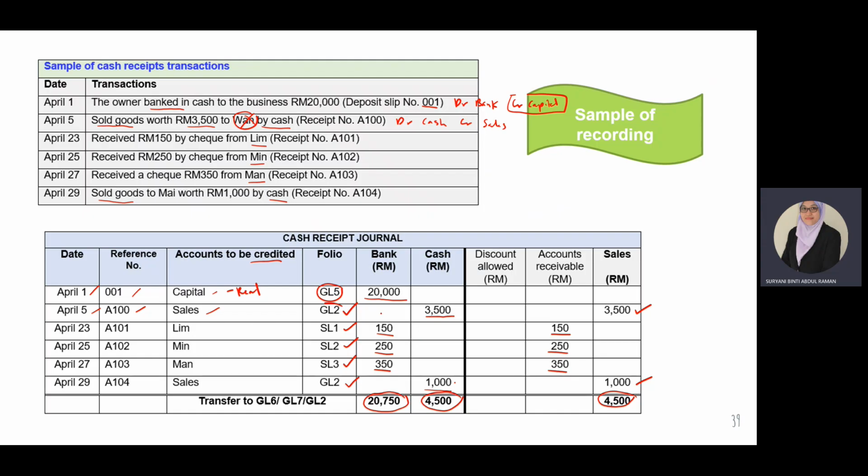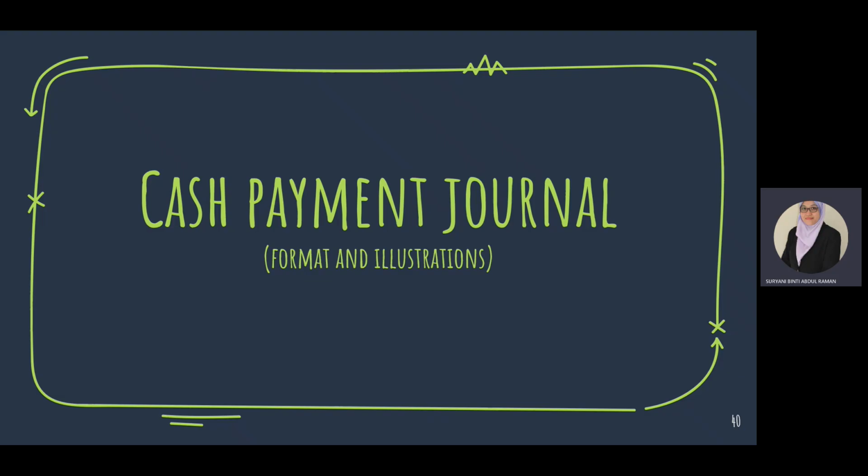Since the bank account is a new account in the general ledger, we have to use the code of reference GL6. We will use the reference GL6 for bank, and for cash, also a new account in the general ledger, we continue with the code GL7. But as for sales, we have already opened the account, so you just maintain GL2 for sales. All right, so this is how we transfer.